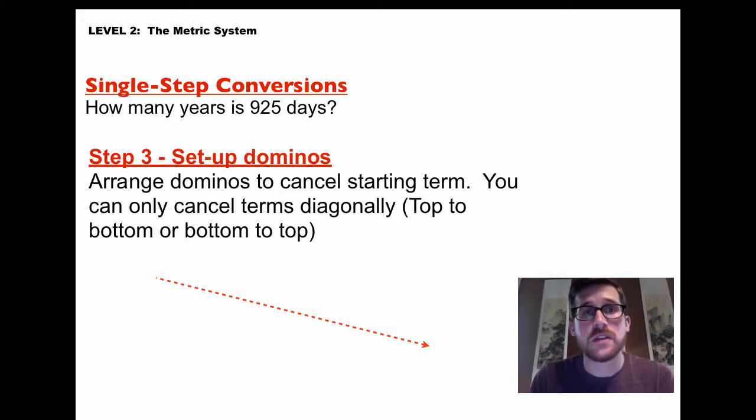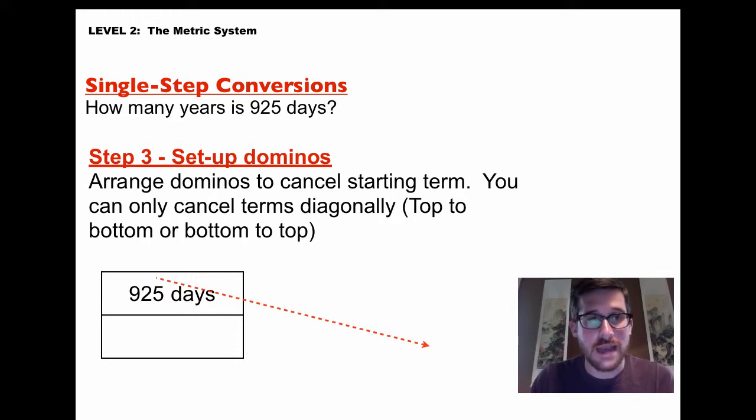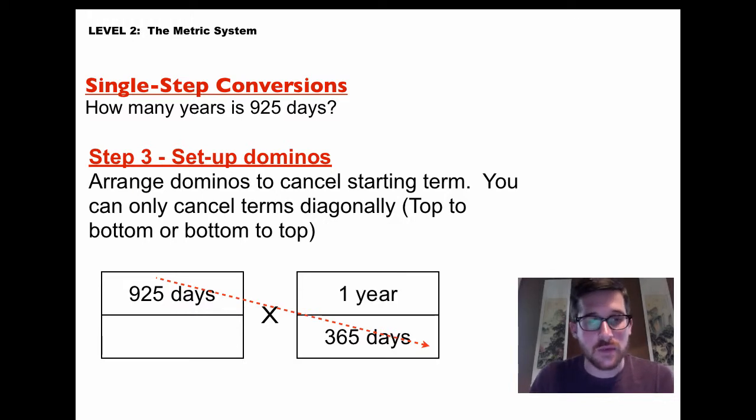So we're going to arrange the dominoes to cancel the starting term. So I write down my starting term. I got 925 days. That was the first domino that I made. I'm going to multiply that. That's what the X here means. This means multiply. By my equivalence of 1 year is 365 days.